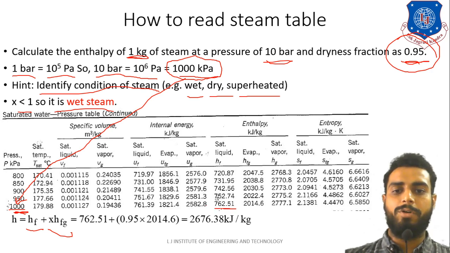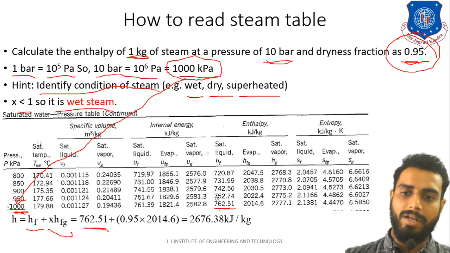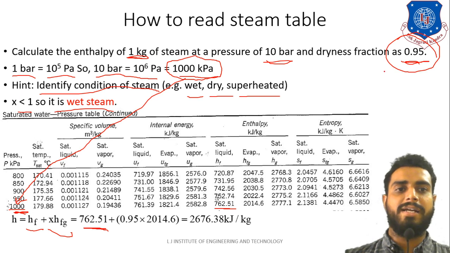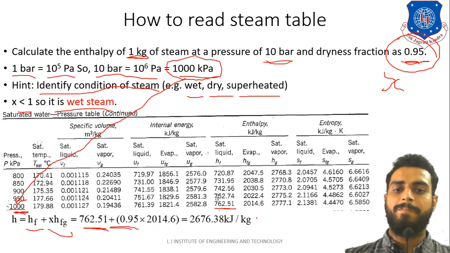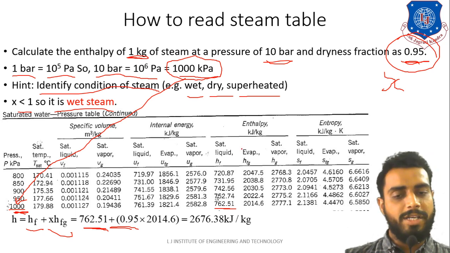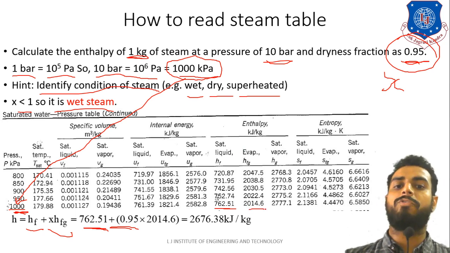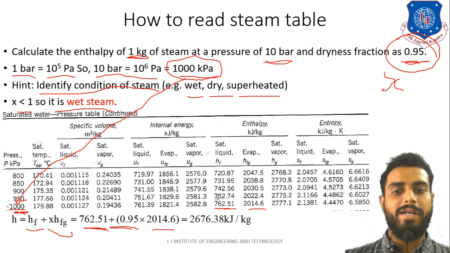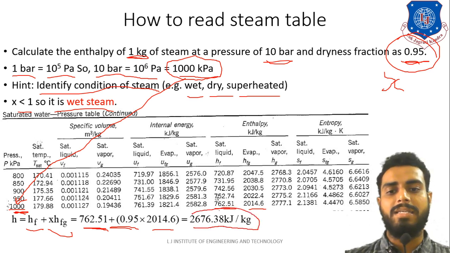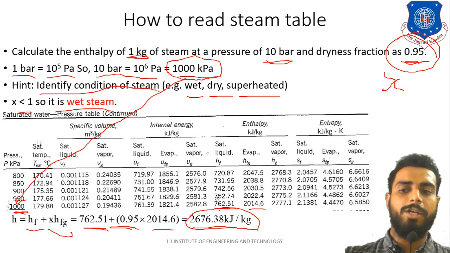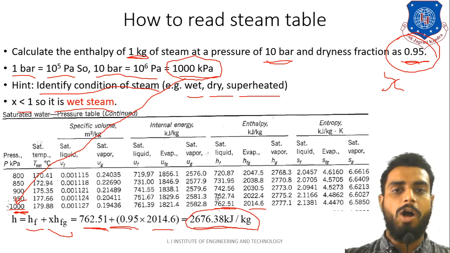That is 762.51, so simply put this value over here. I have substituted the value in the equation, 762.51. Further, x is given directly, that is 0.95. See here, x is given as 0.95, so I have put 0.95. Then hfg at the same pressure, 1000 kilopascal, is 2014.6. So finally you will have the enthalpy as 2676.38 kilojoule per kg. So this will be the enthalpy value for the given condition of wet steam.